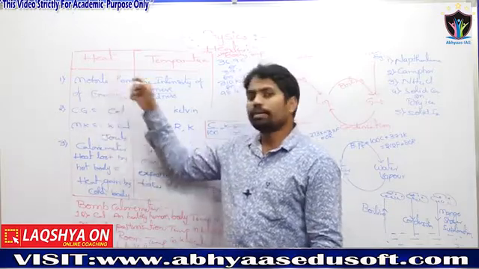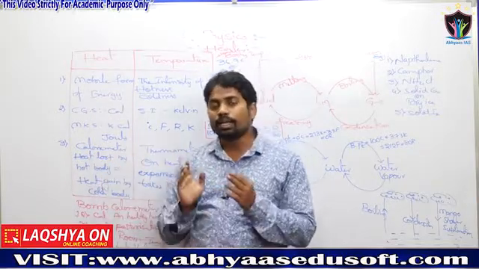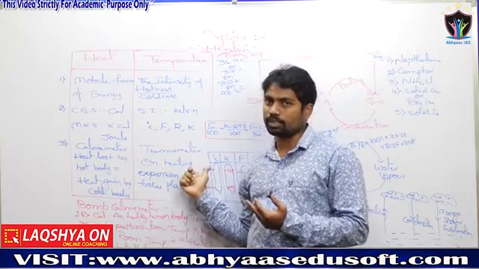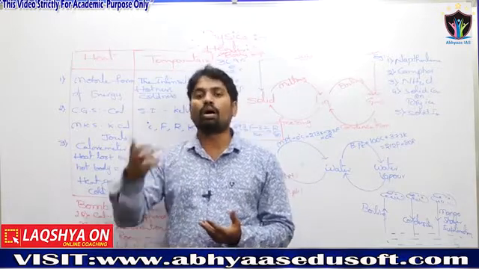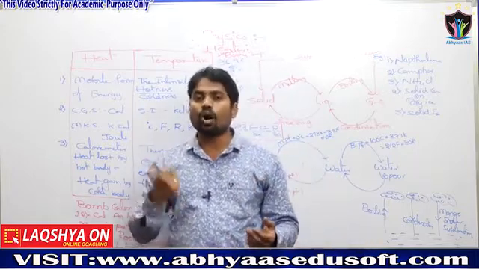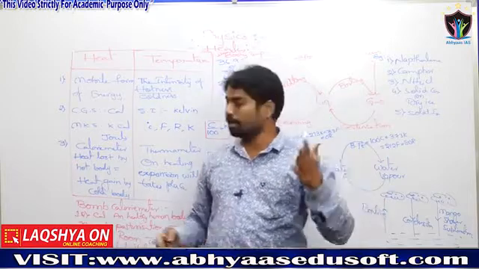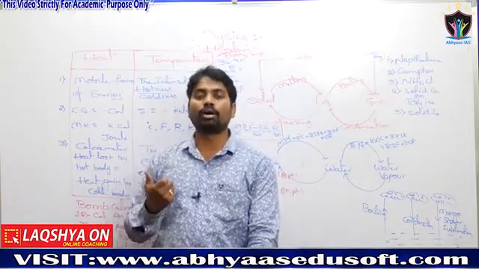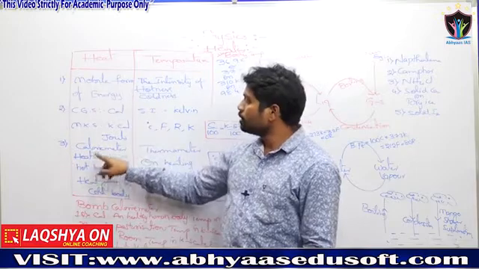Next, the measuring apparatus of heat is the calorimeter. The measuring apparatus of temperature is the thermometer. The calorimeter working principle is that how much heat is lost by the hot body is equal to how much heat is gained by the cold body. That is the calorimeter working principle.